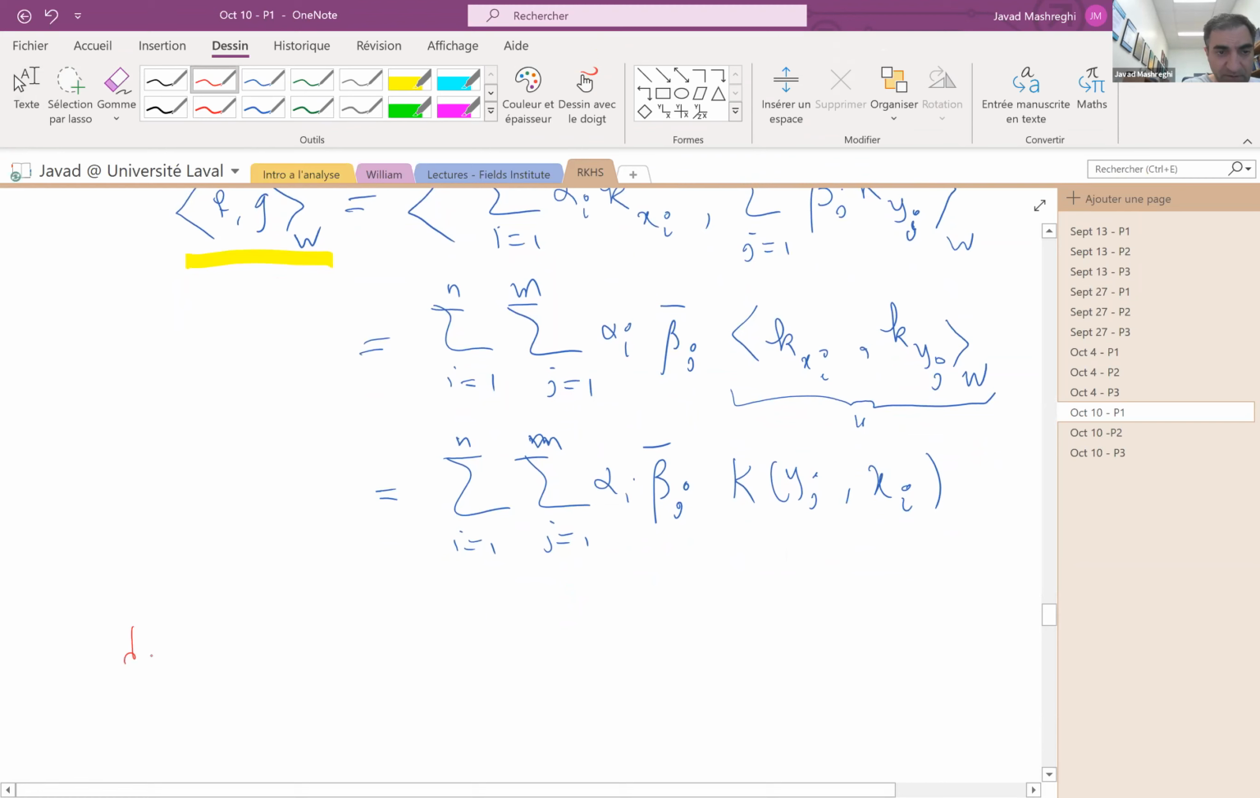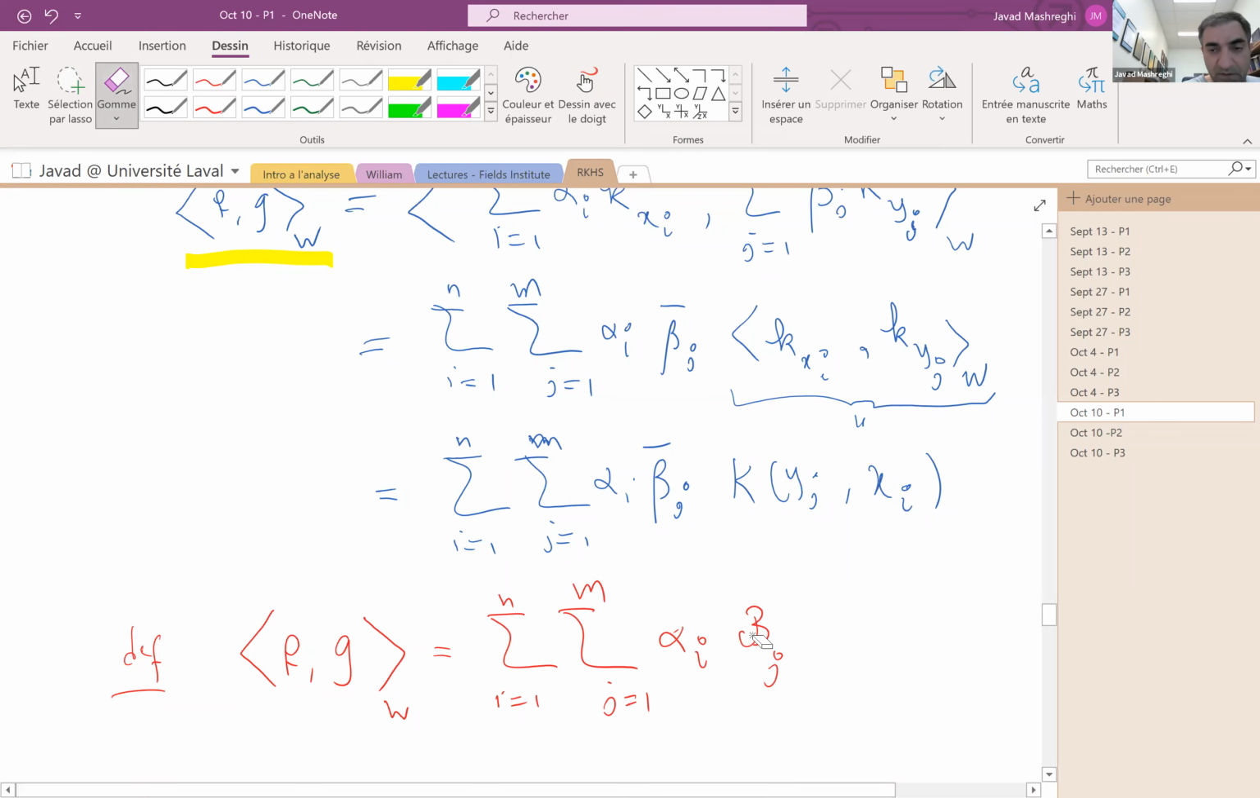So I define the inner product of F with G in W to be this sum. Forget about the calculation that I did before. I mean, they were just justification for this definition.